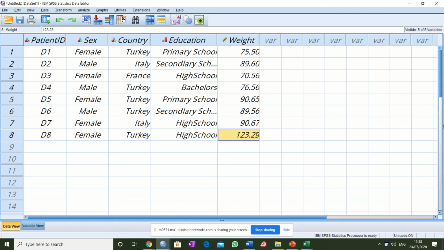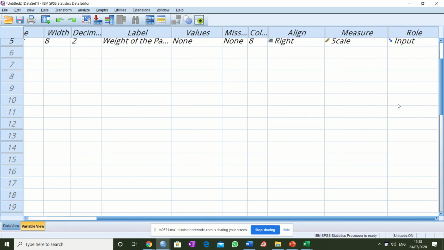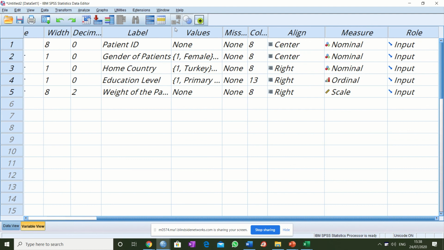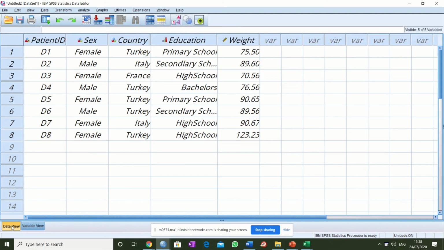Width can be 5. Okay, I write here the maximum possibility. Where is the weight? Yes, width. I have to change this to what? To 5. That's the correct representation. Now it is okay. Now about this, how many digits do I need here?